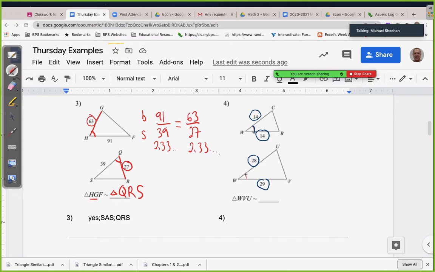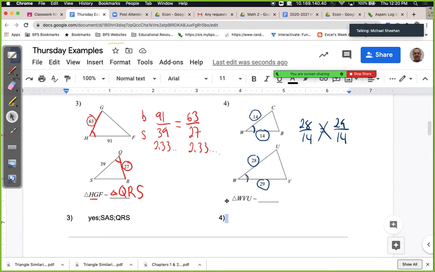I do have an angle that's the same, but when I try to match up these sides, 28 over 14 and 29 over 14, they're not the same. So this one's a no, and all I have to do is just write no. Right. Don't have to say anything else.